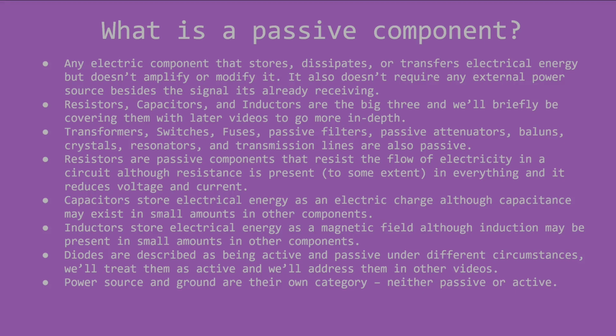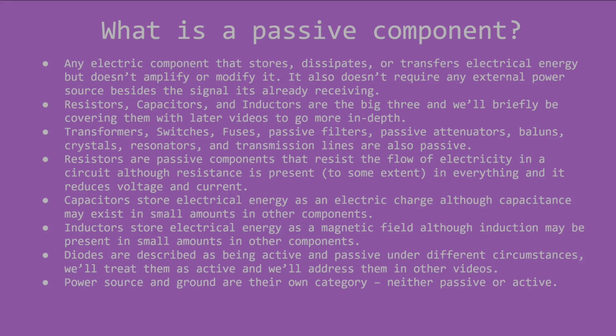Capacitors store electrical energy as an electric charge, sort of like a battery, but not technically a battery. But capacitance could exist in other components, and that may be desired or undesired depending on the component. Inductors do the same thing, but they generate magnetic fields. But induction can be present in other components as well. And again, it could also be desired or undesired.